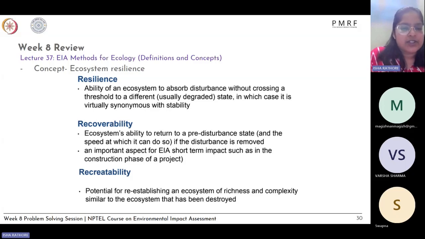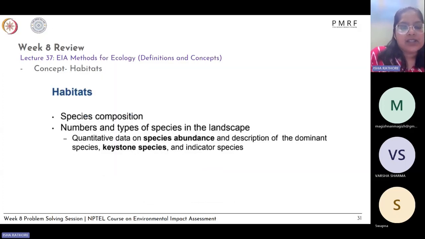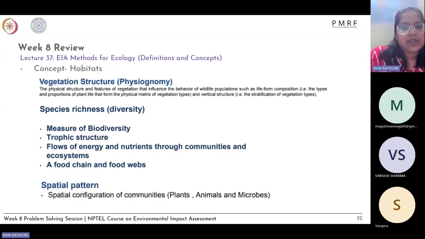Then recreatability is the potential for establishing an ecosystem of richness and complexity, similar to the ecosystem that has been destroyed. Habitats are based on the species composition, that is the number and different types of species in the landscape. So it gives a quantitative idea on the species abundance and the description of the dominant species, the keystone species, and indicator species. Then we also looked at vegetation structure or physiognomy, which is the physical structures and features of vegetations, which influence the behavior of wildlife populations, such as life form compositions and the vertical structure.